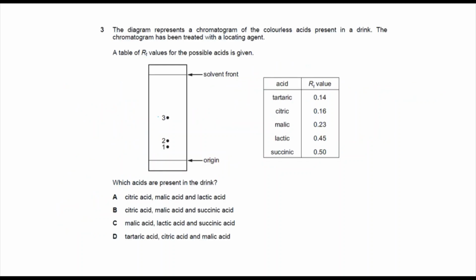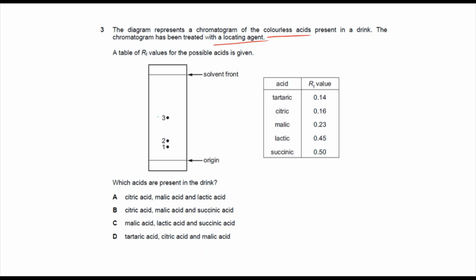Okay, question number 3. The diagram represents a chromatogram of the colorless acids present in a drink. The chromatogram has been treated with a locating agent. A very famous example within the syllabus is ninhydrin. Amino acids by nature are colorless, and therefore, when we use them in chromatography, we use ninhydrin to make the spots colorful so that we can locate them on the paper and then calculate the RF value.